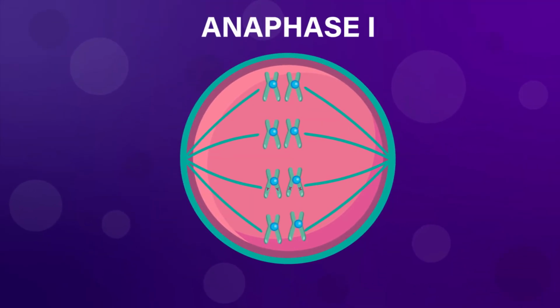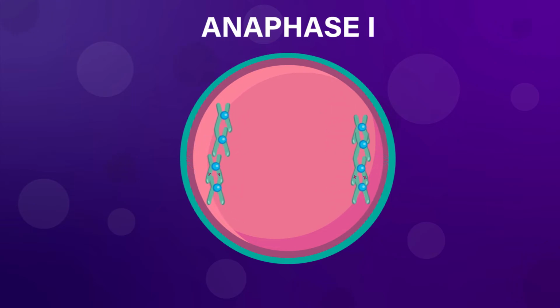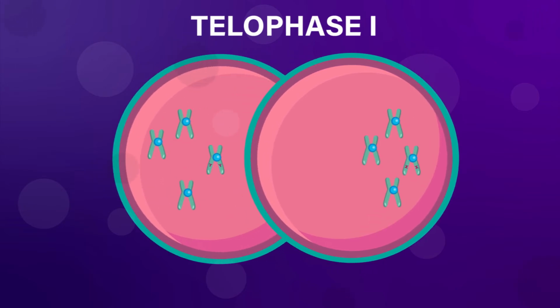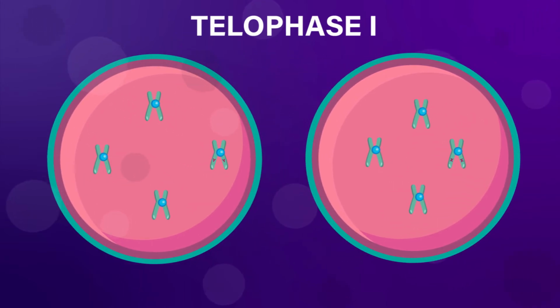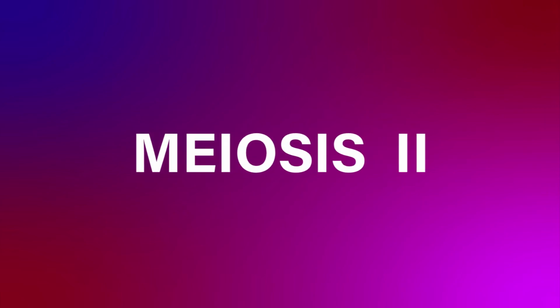During anaphase 1, the pairs of homologous chromosomes are pulled away from each other towards opposite ends of the cell, and finally during telophase 1, the chromosomes arrive at the ends of the cell and cytokinesis begins, separating the cell into 2 haploid daughter cells. After telophase is complete, the daughter cells begin the next stage of meiosis, meiosis 2.